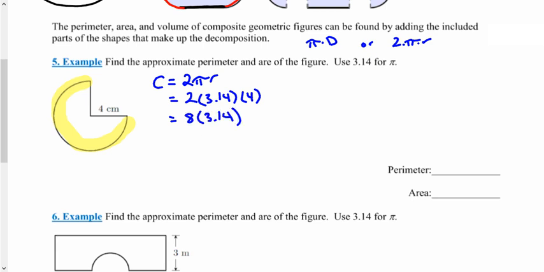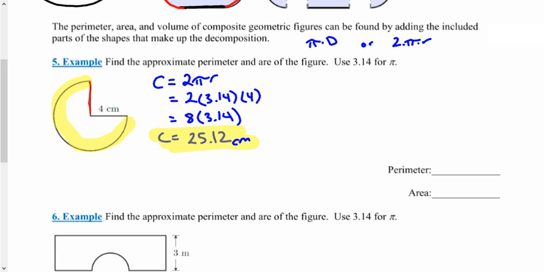Okay, and you multiply that all out in, let's see, 8. I'm doing this on the calculator because I thought I had it memorized, but I just want to double check. I didn't want to put the wrong thing down. There we go. So the yellow part to this ends up being 25.12 centimeters.